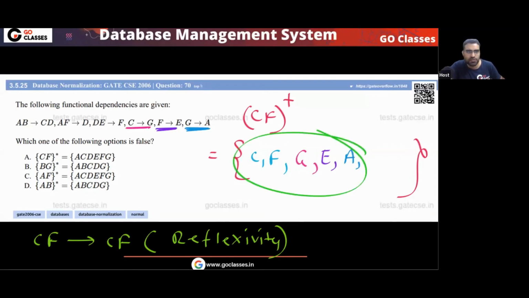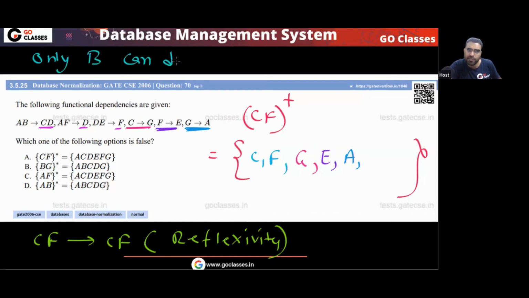Now, these five, can they bring B? No one can bring B. Only B can bring B. See, on the RHS, you don't have B. So can I say only B can determine B? Agree with me? Because on the RHS, you don't have B. Is there anything else we can determine?